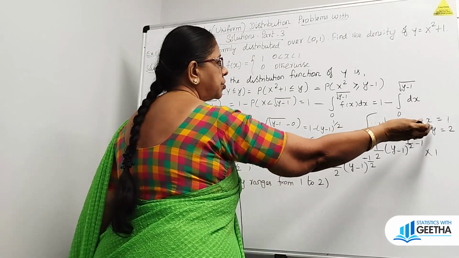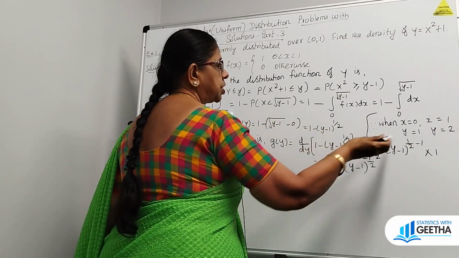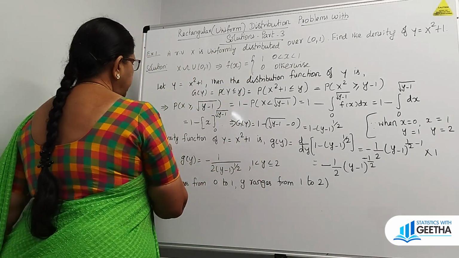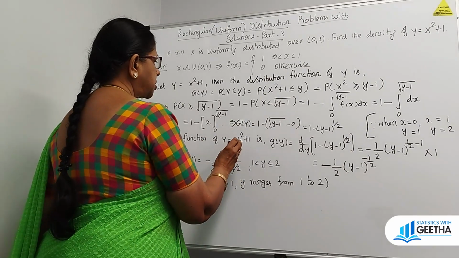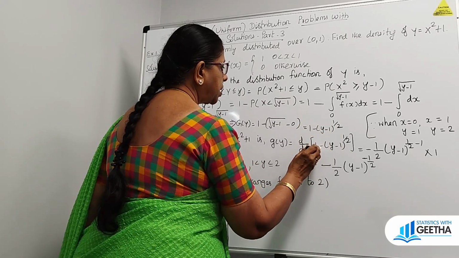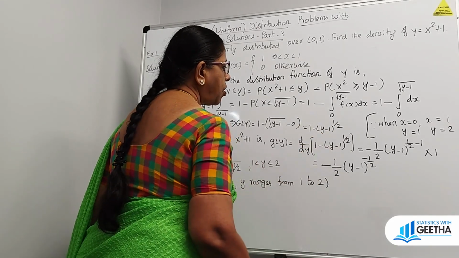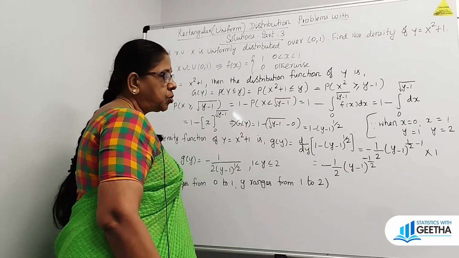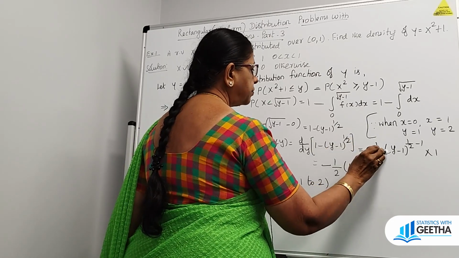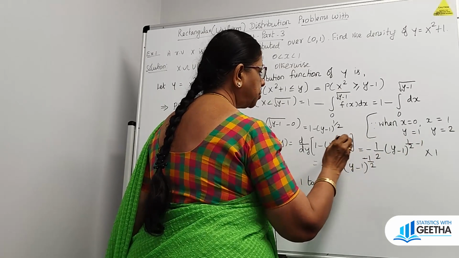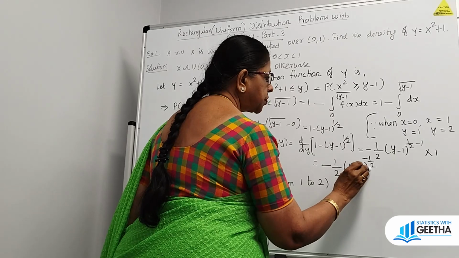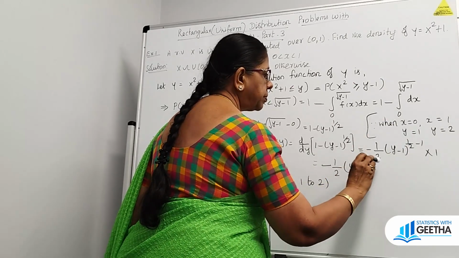Now if x is equal to 0, then y is 1. If x is 1, the value of y becomes 2. So the density function of y, where y equal to x square plus 1, is g of y equal to d by dy of this, 1 minus y minus 1 whole power half. We are going to differentiate this with respect to y. Because of the minus sign, we get minus, this power half, y minus 1 whole power half minus 1, into the derivative of y which is 1. So that is nothing but minus half into y minus 1 whole power minus half, because half minus 1 is minus half.